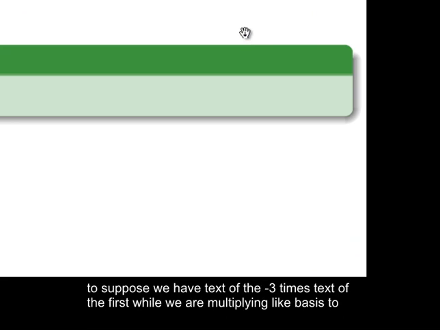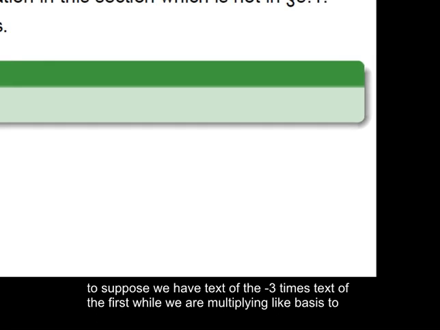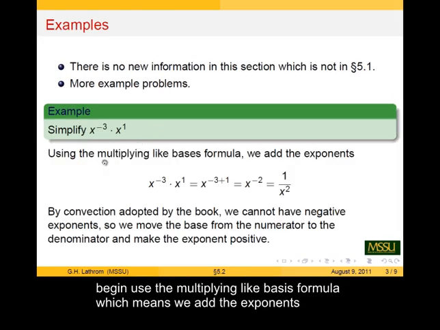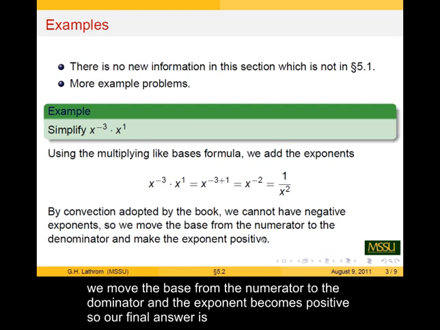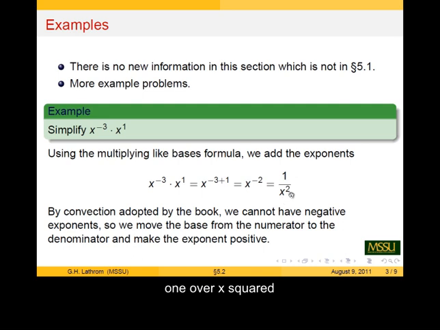So suppose we have x to the negative 3 times x to the first. Well, we are multiplying like bases. So we can use the multiplying like bases formula, which means we add the exponents. So the exponent becomes negative 3 plus 1, which is negative 2. Since we cannot have negative exponents by the convention which the book adopts, we move the base from the numerator to the denominator and the exponent becomes positive. So our final answer is 1 over x squared.